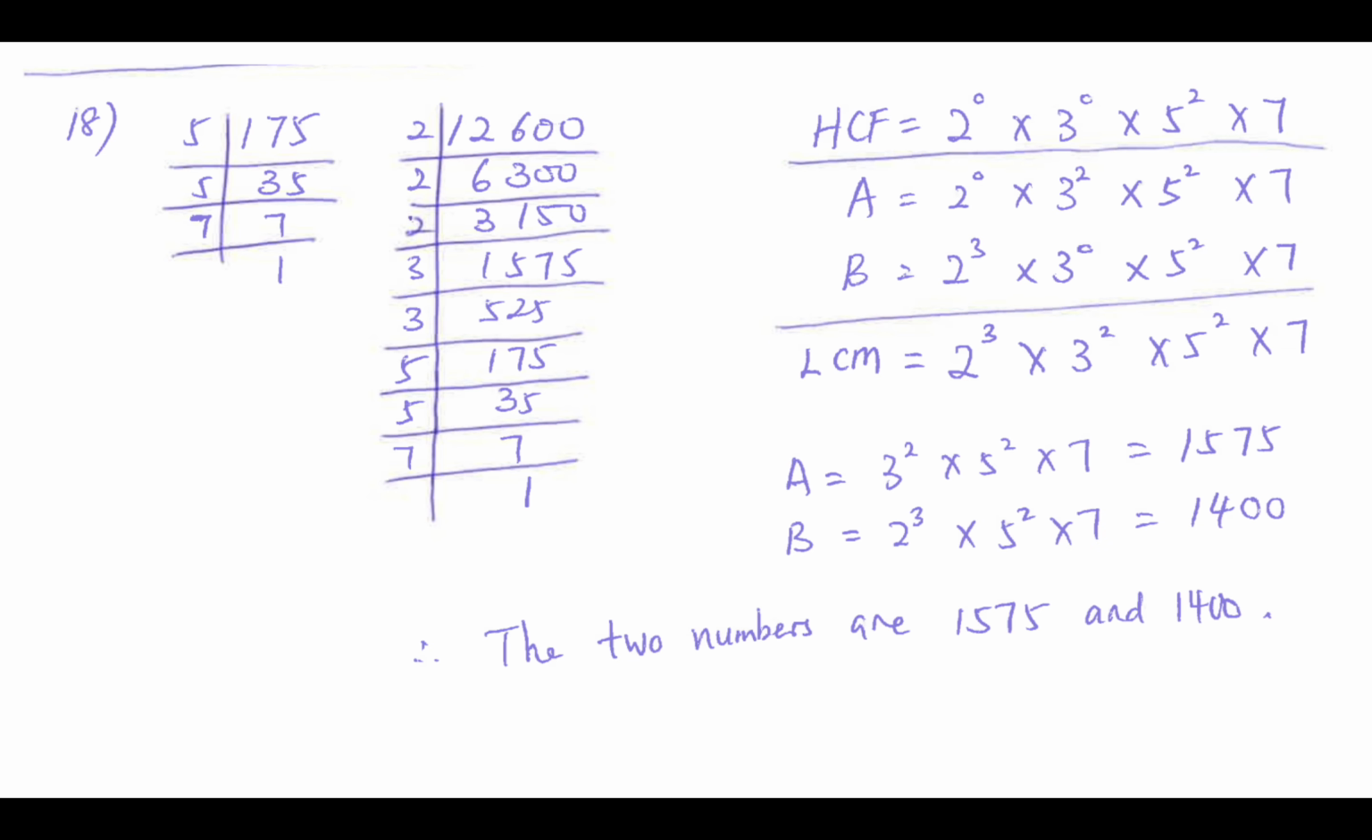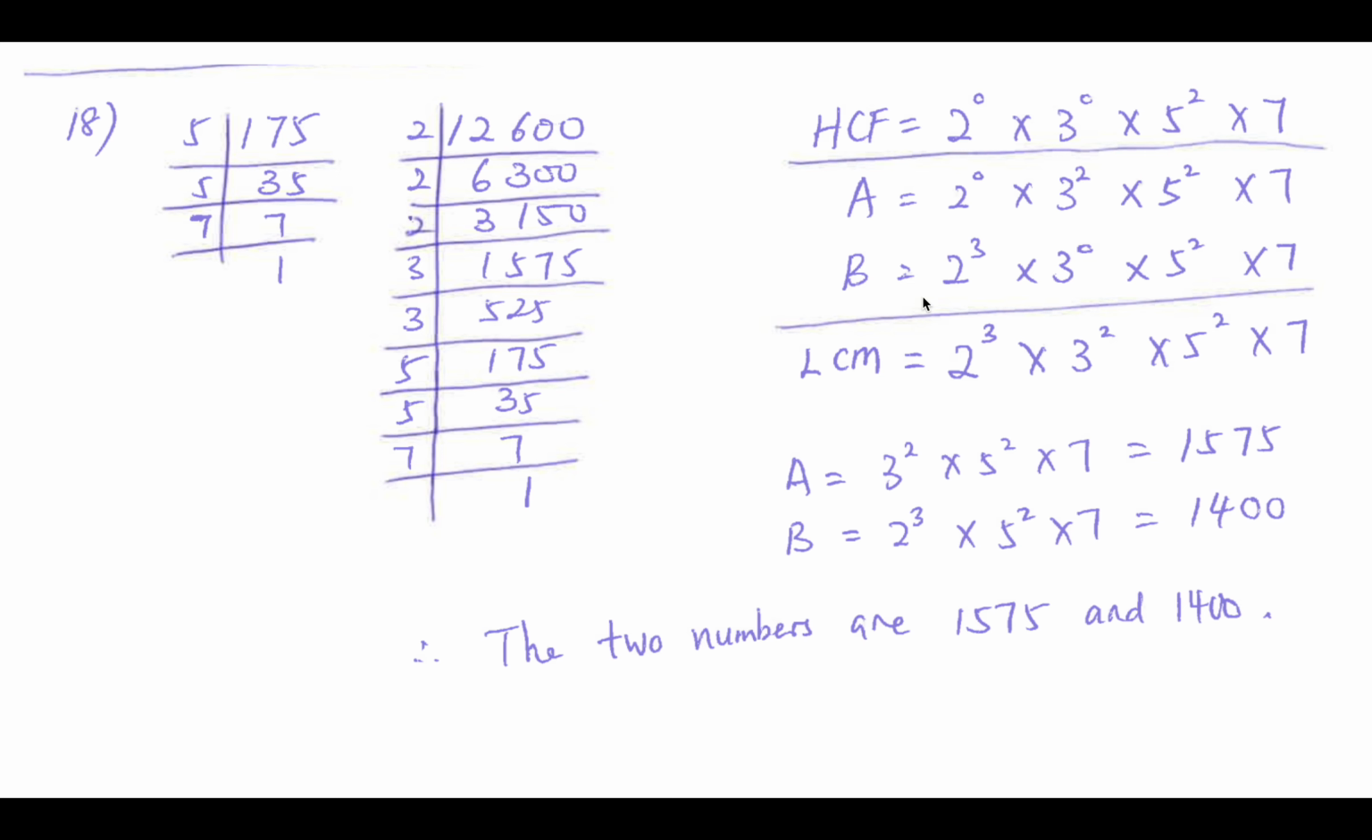So do a quick comparison once again. Let's say the two numbers are, just call them A and B for now. You'll find that the HCF is 2 to the power 0 because there's no 2, 3 to the power 0 times 5 squared times 7. The LCM is 2 to the power 3 times 3 squared times 5 squared times 7. So what happened? Well, for A and B, the 2 to the power 0 for HCF must go to one of them. 2 to the power 3 from the LCM will go to the other number.